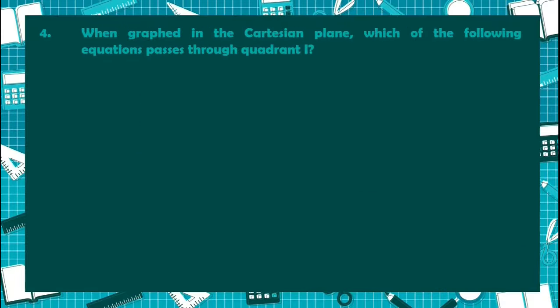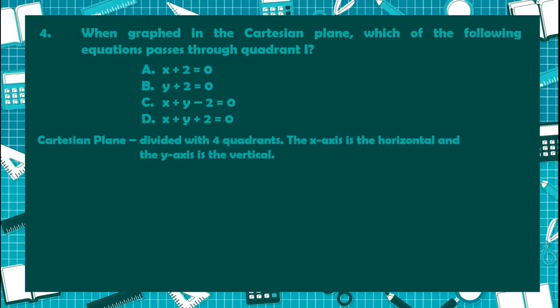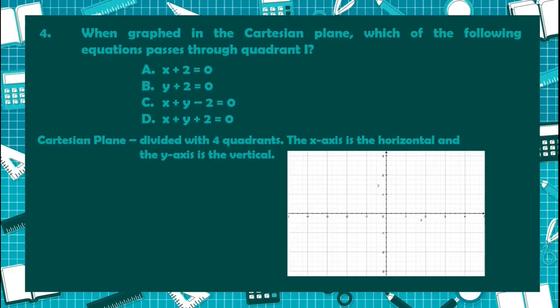Let's proceed with our question number 4. When graphed in the Cartesian plane, which of the following equations passes through quadrant 1? A, B, C, or D? This question involves the Cartesian plane. A Cartesian plane is divided into 4 quadrants. The x-axis is the horizontal and the y-axis is the vertical. This is our first quadrant. The values of x and y are both positive.